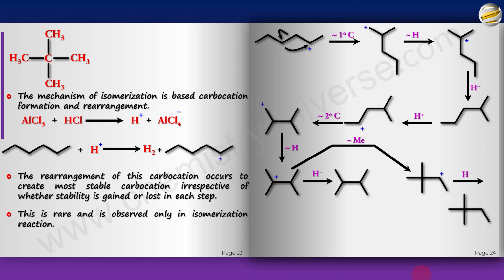And you can see how weird these are. These are not the regular carbocation rearrangements. So even if you don't spend time on this, it's absolutely fine. But isomerization is actually used in the petroleum industry to create more branched alkanes to reduce their boiling points.